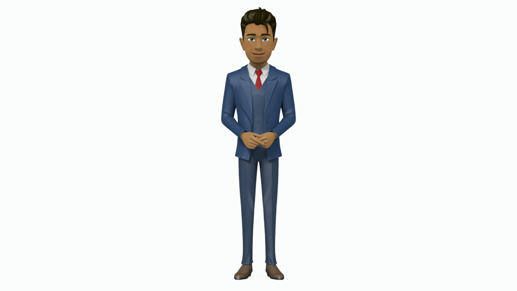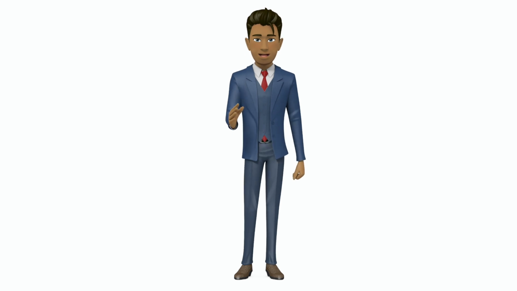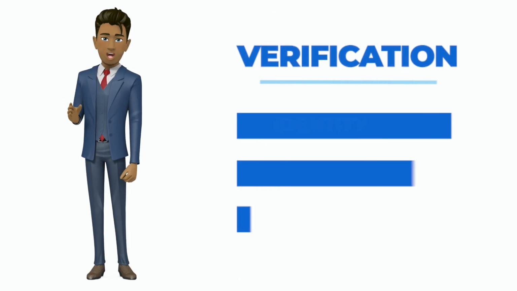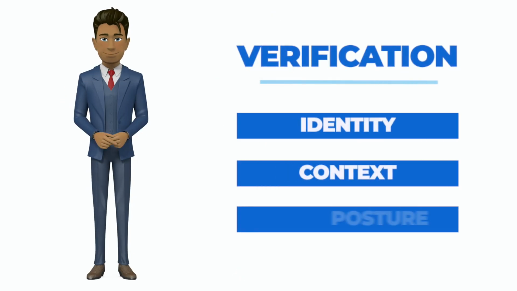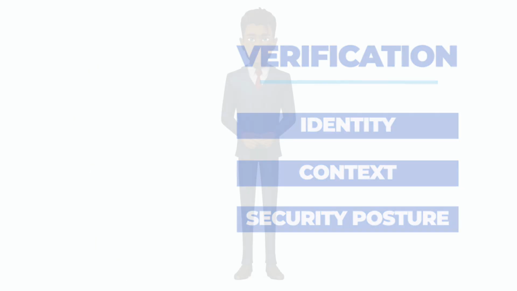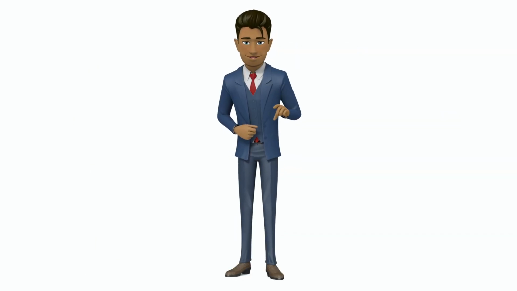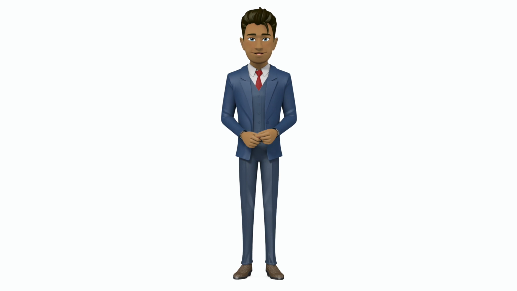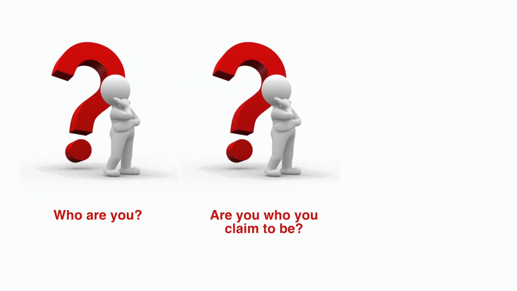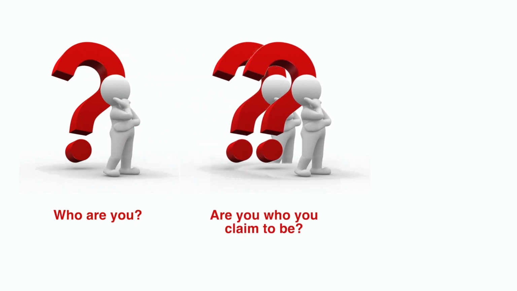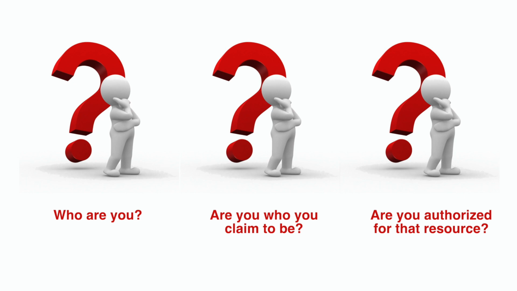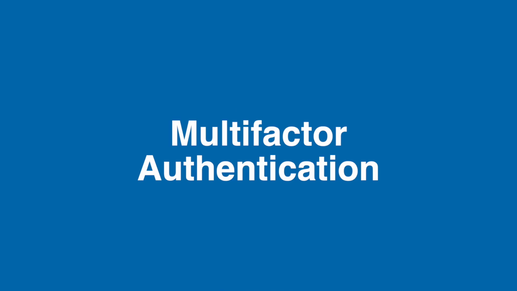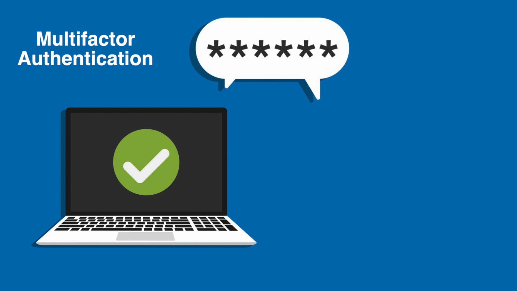Verification is accomplished in different ways depending on the implementation, but at a minimum, it includes the following three pillars: identity, context, and security posture. Identity involves user identification, authentication, and authorization. In other words, who are you? Are you who you claim to be? And are you authorized for that resource? Identification should also include second or multi-factor authentication.